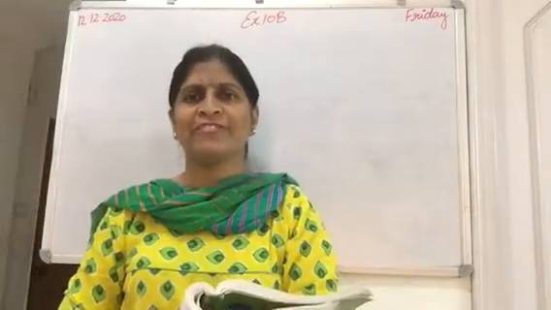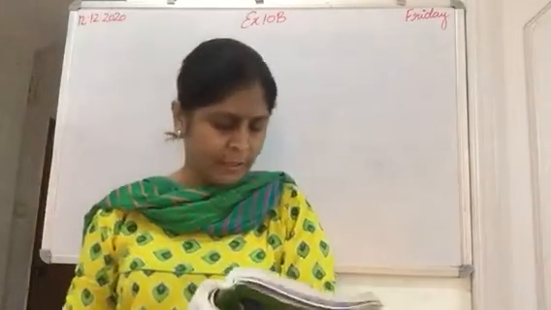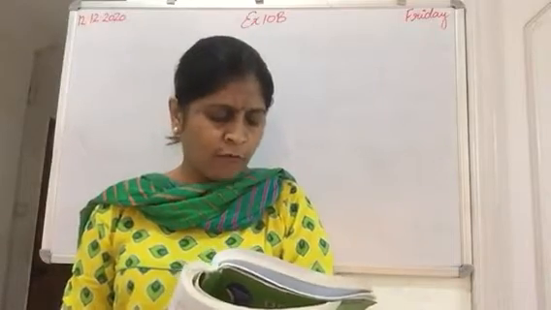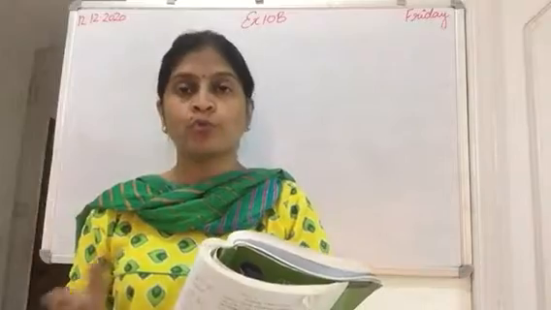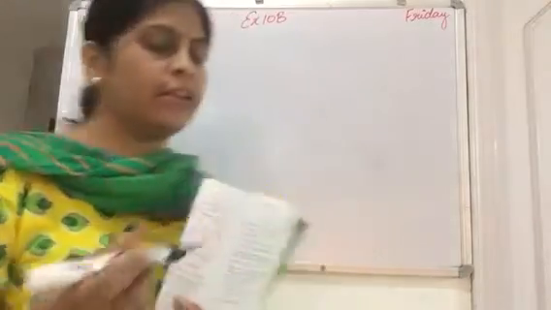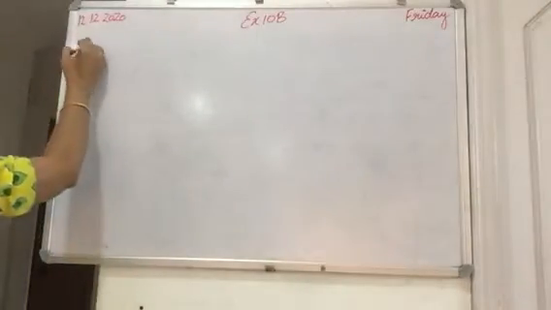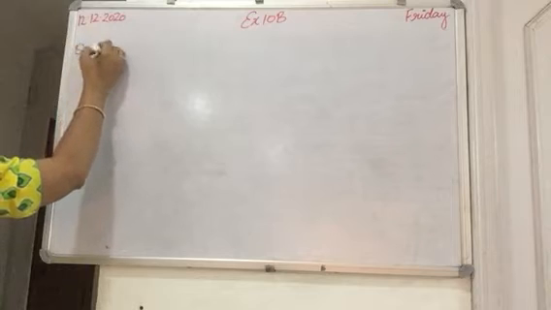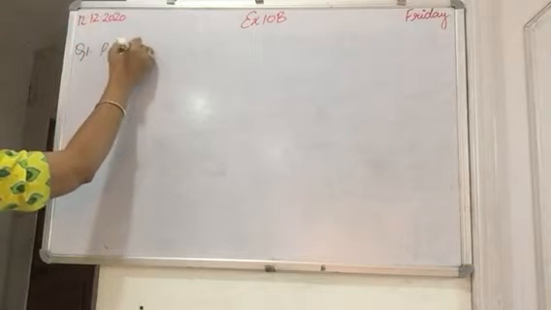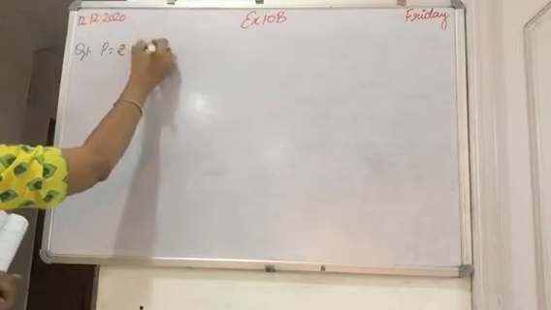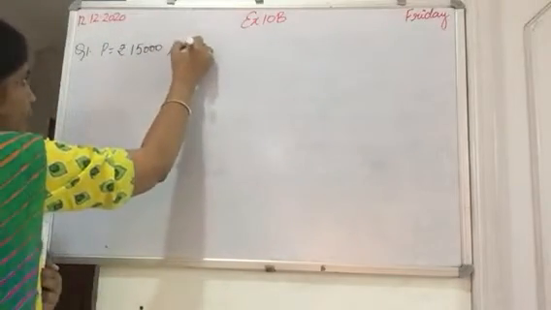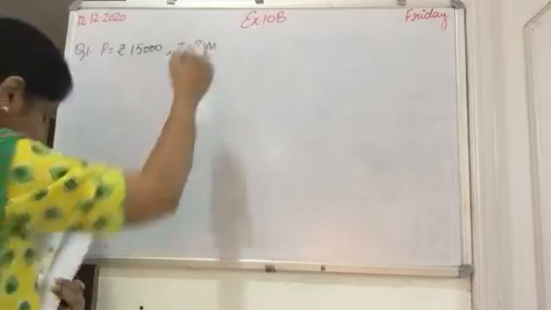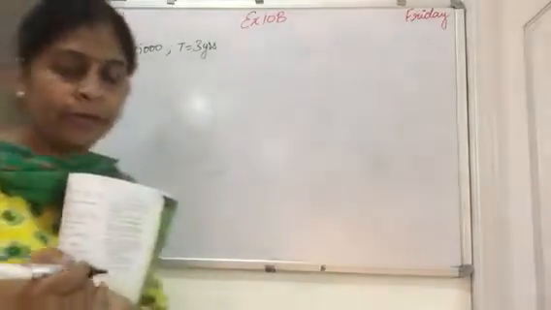Good morning students. Today we will start exercise 10b. Now the first question says what will the loan of rupees 15,000 amount to. So principal is given, and amounts to means the amount is missing. So principal is rupees 15,000 and time is given as 3 years, if compounded annually.